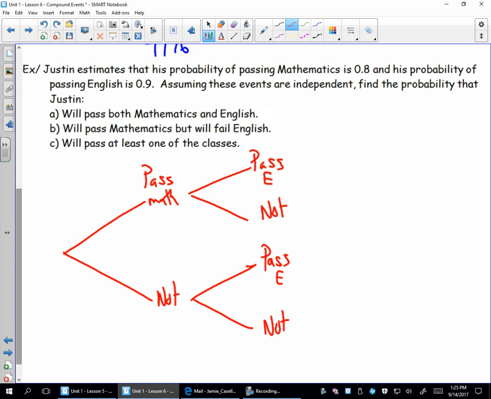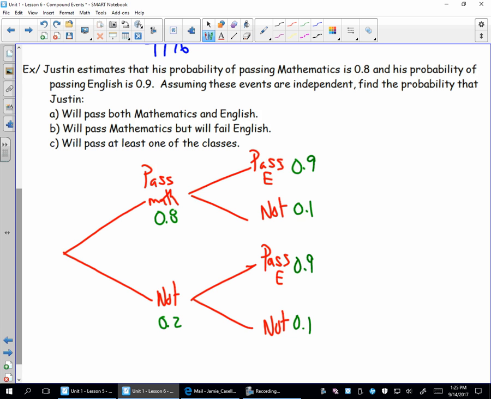Okay. I'm going to put some values in here that I know from the question. The probability of him passing math is 0.8, so failing it will be the opposite, the complement, 0.2. English is 0.9, so failing is 0.1.